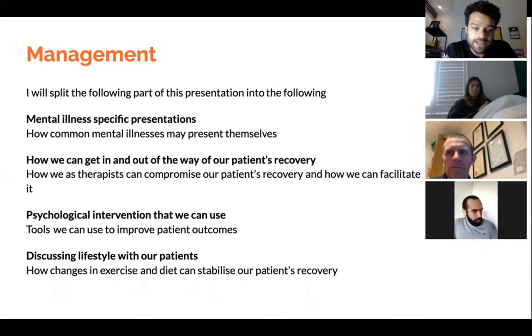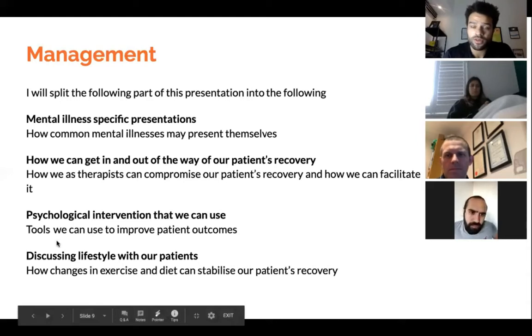We're going to be discussing lifestyle with our patients, how changes in exercise, diet, and lifestyle can stabilize our patient's recovery. Any questions so far? All good? Sweet, all right.